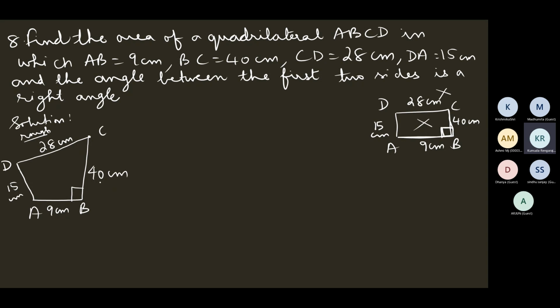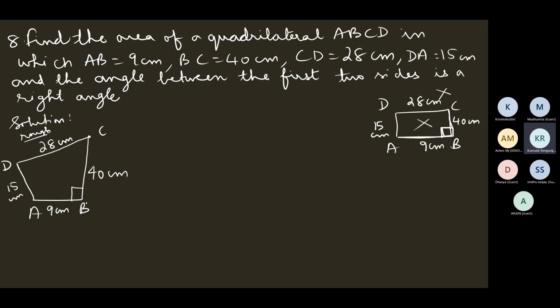There is a formula to find the area of a quadrilateral, but for that we need to know the altitudes on the diagonal. Here we do not know the length of the diagonal or the altitudes on it, so we cannot use that formula. Since we only know the areas of triangles, we'll join one of the two diagonals, either AC or BD.